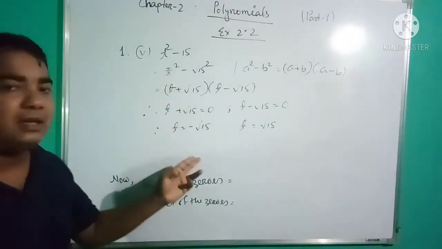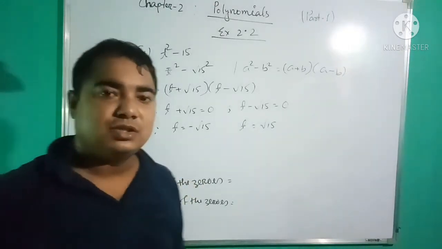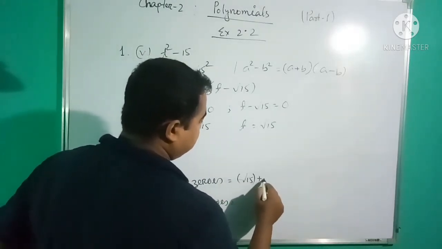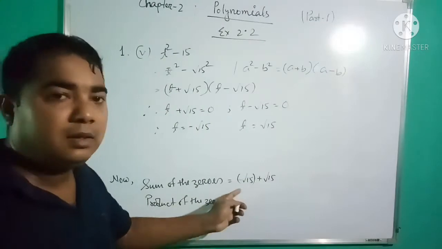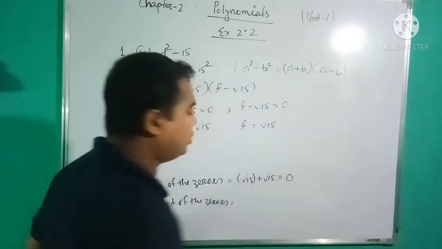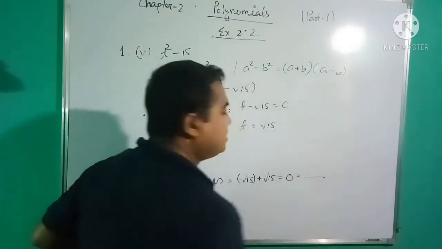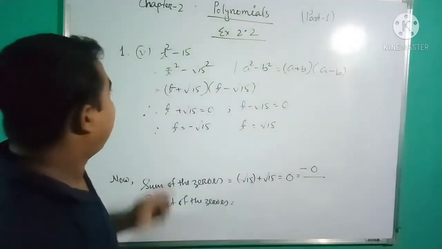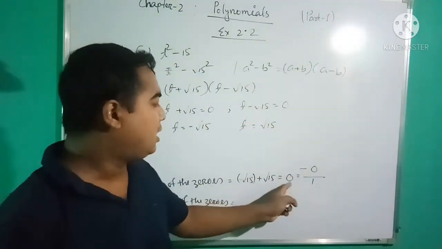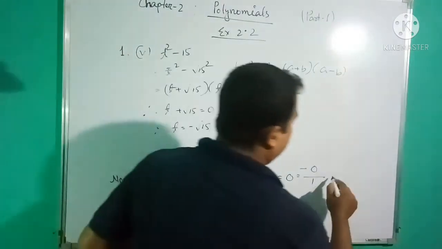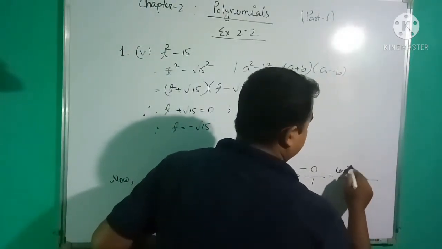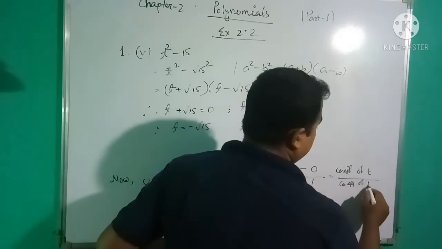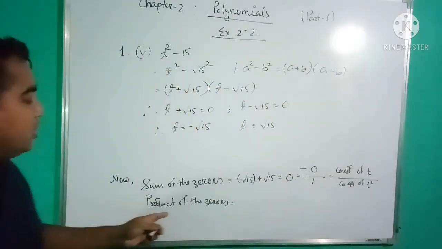Now the next step is to verify the sum of the zeros and the product of the zeros. Sum of the zeros: the first zero is minus root 15 plus root 15. Sum means plus. Then the answer is 0. Then according to the formula, minus b by a. See here there is no t term, that means the b value is 0 and the a value is 1. Minus 0 by 1, the answer is 0. That means the same answer. So we can write it is the coefficient of t and the coefficient of t square.